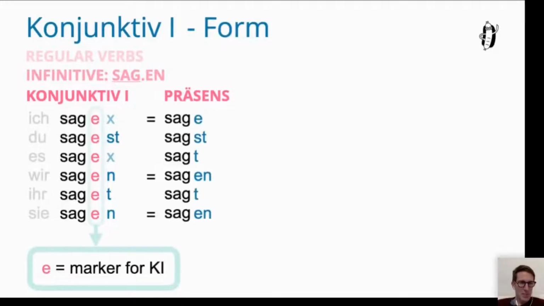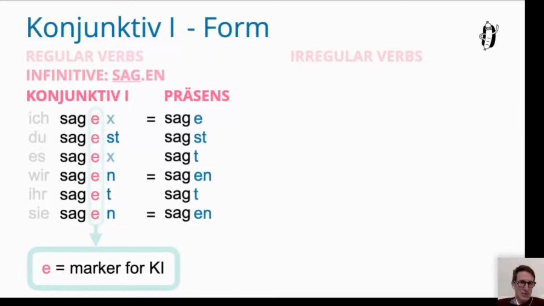Take the same stem, no E, of course, because there's no conjunctive, and you have basically the same endings, except for the er, es, sie. There you have a T instead of an X. And you see here the 3 equal signs. That means these forms look identical, and that causes trouble. Because if it's identical, how do I know I'm distancing myself from what has been said, or I'm not distancing myself?